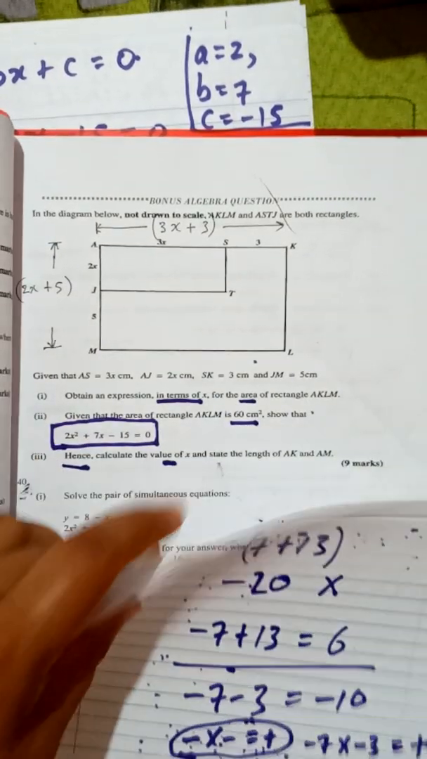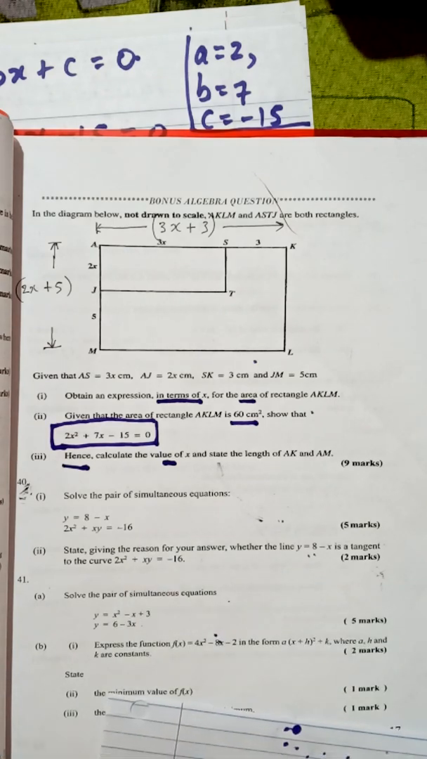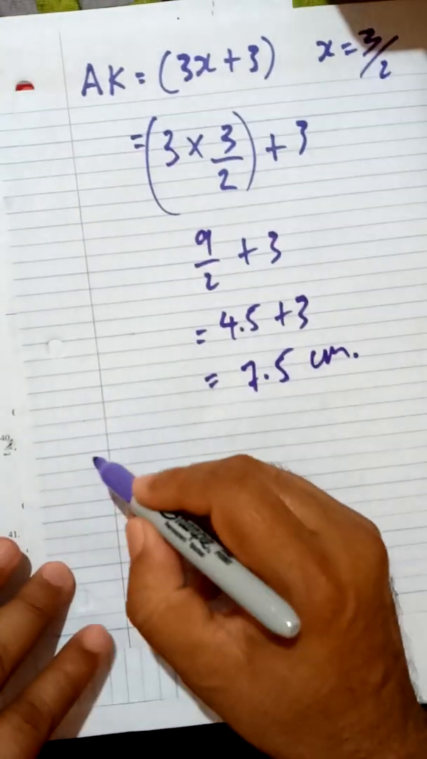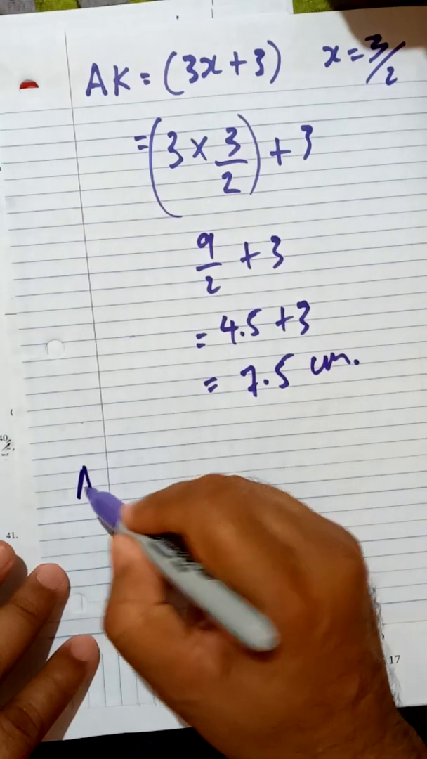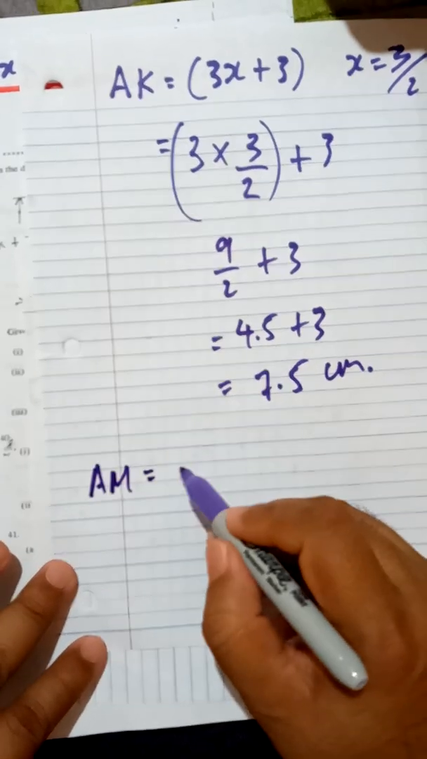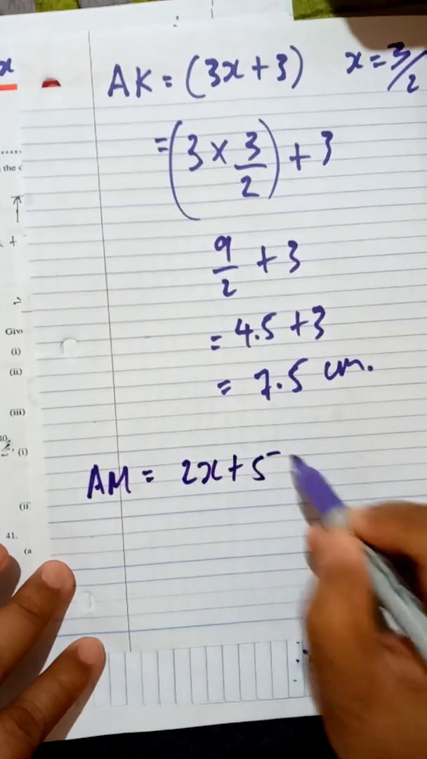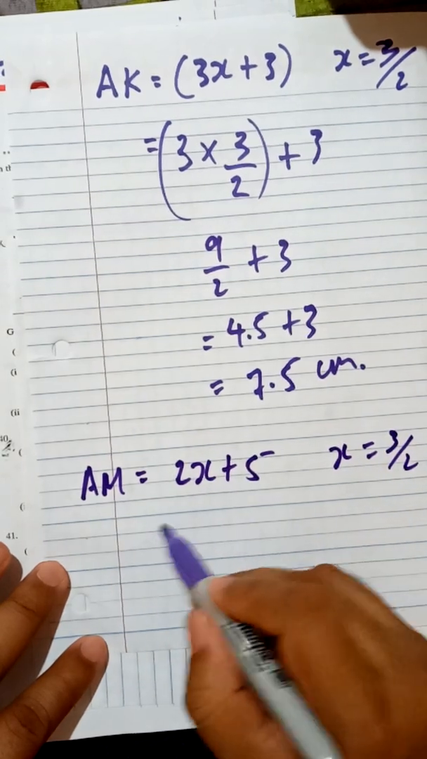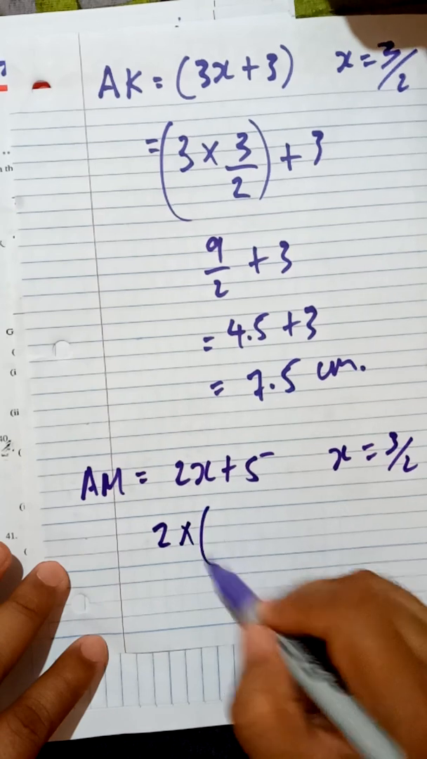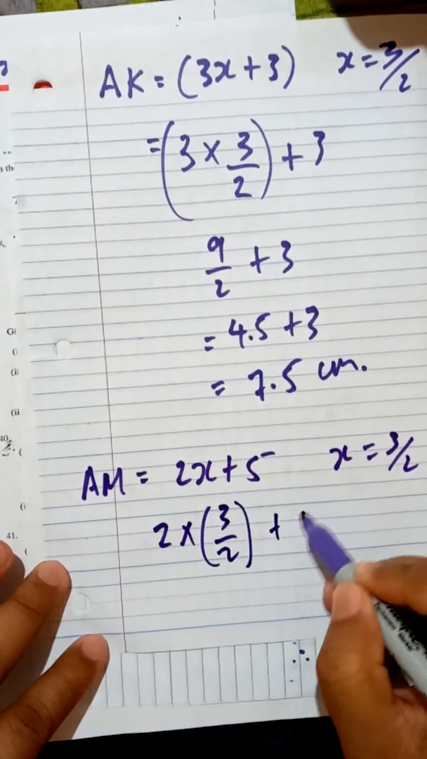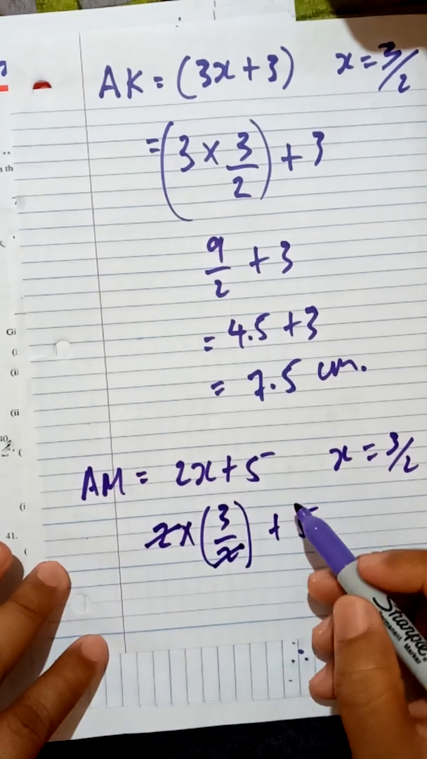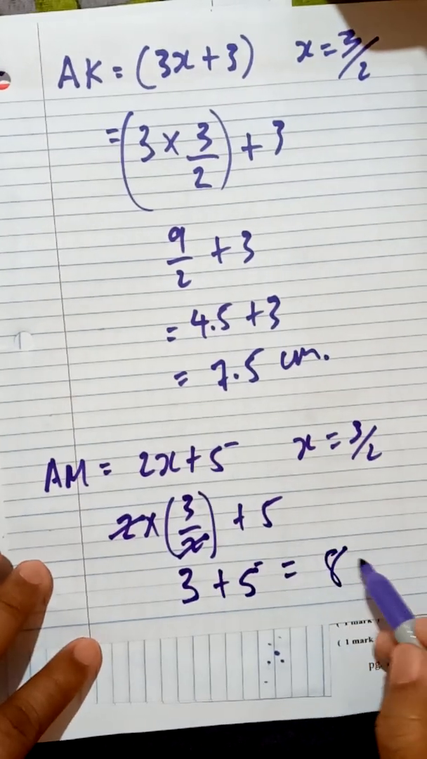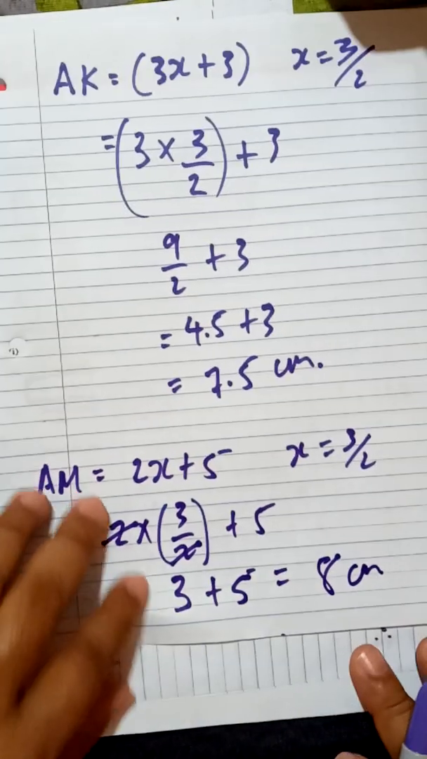All right. And it says find the value of AM. Now AM is represented by the expression 2x plus 5, and we're going to substitute the value of x, which is what, 3/2, into that. So that will be 2 multiplied by 3/2 plus 5, and right here these two cancel, leaving 3 plus 5. 3 plus 5 is equal to 8. So the answer there is 8 centimeters.